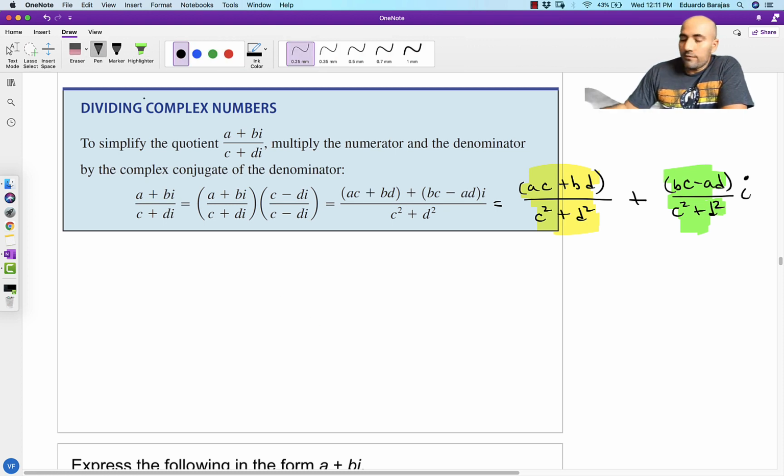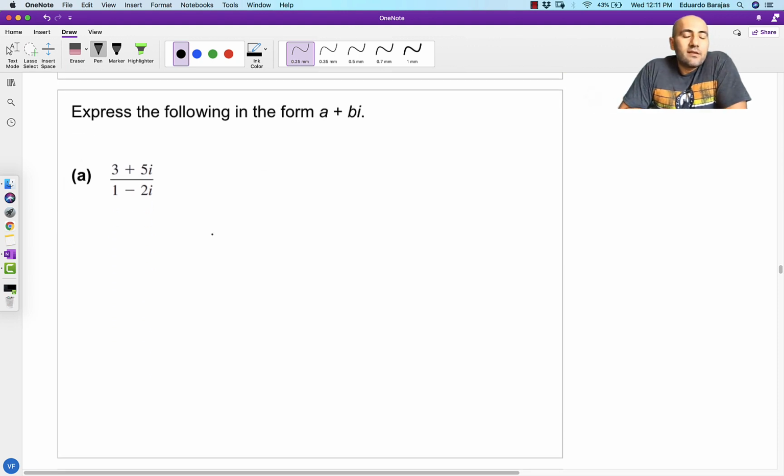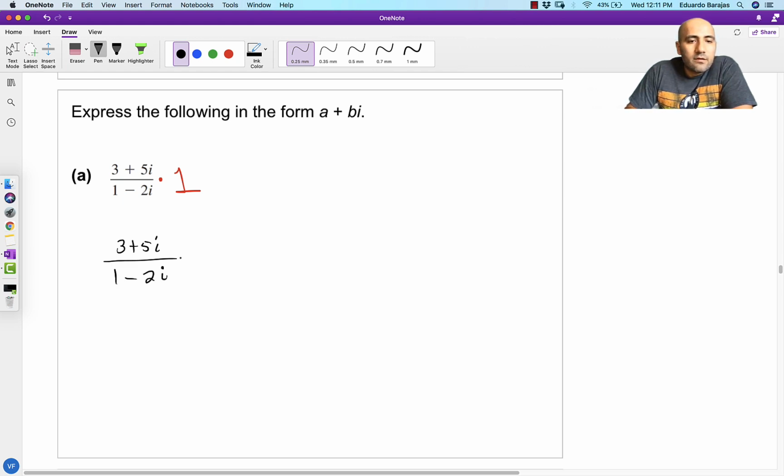All right, let's do an example. So here's an example. I have 3 plus 5i divided by 1 minus 2i, a complex number divided by another complex number. So following the suggestion, the way to figure out what this is, I'm going to multiply the numerator and denominator by 1, a new form of 1. Except in this case, the version of 1 that I want is the complex conjugate of the denominator. So I'm going to multiply the numerator by 1 plus 2i, and multiply the denominator by 1 plus 2i.